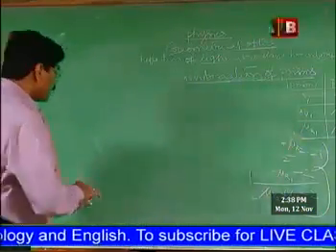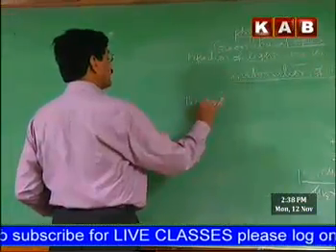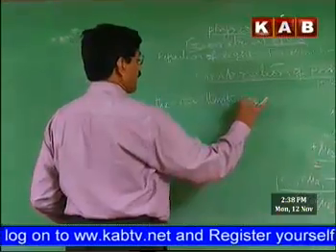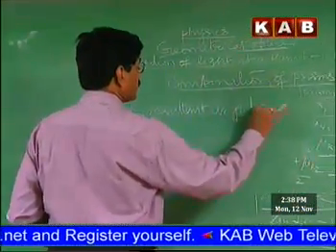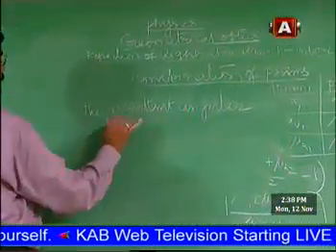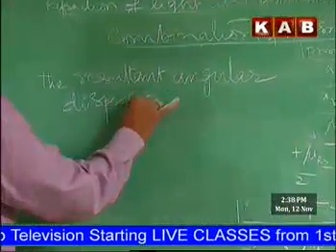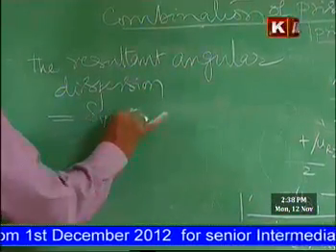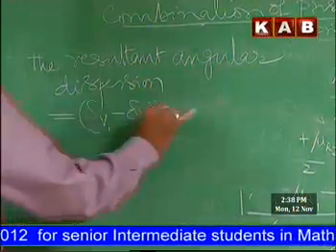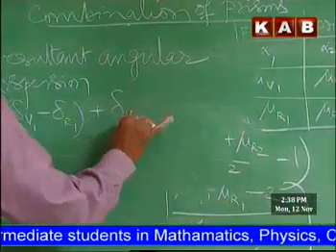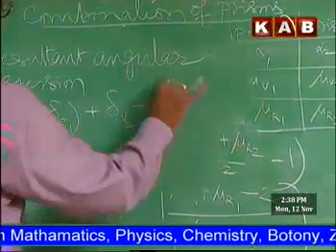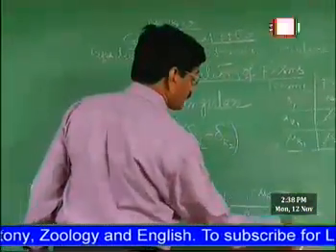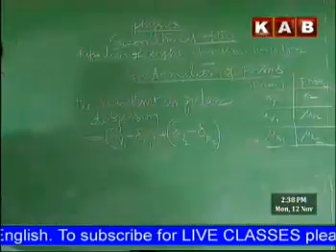So therefore, the resultant angular dispersion of the combination is equal to the angular dispersion produced by the first prism and the angular dispersion produced by the second prism of the combination where this condition is satisfied. So now we will calculate it.